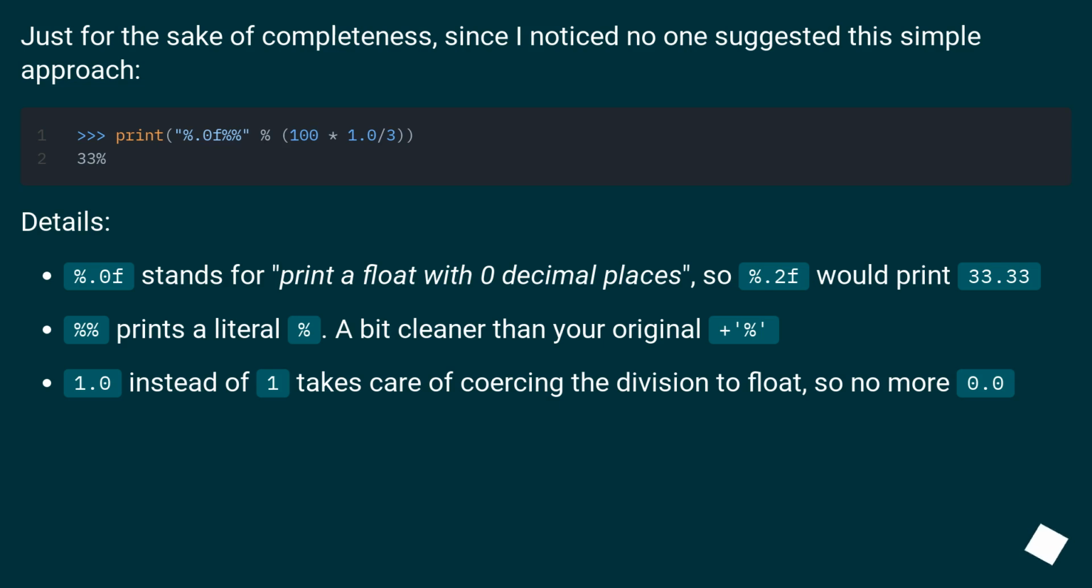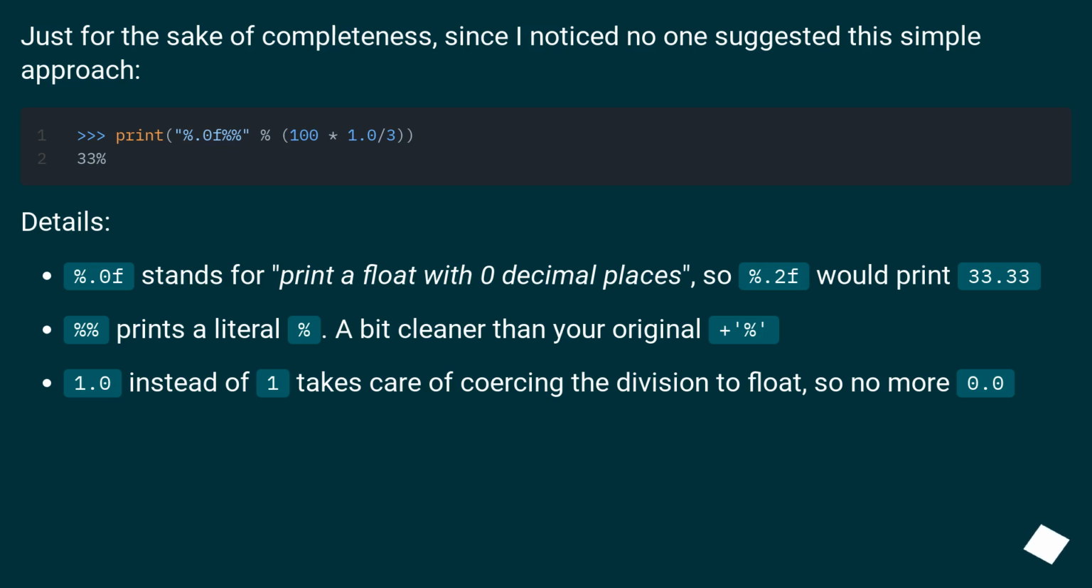Just for the sake of completeness, since I noticed no one suggested this simple approach. Details: %.0f stands for print a float with 0 decimal places, so %.2f would print 33.33. Percent prints a literal percent. A bit cleaner than your original plus %.